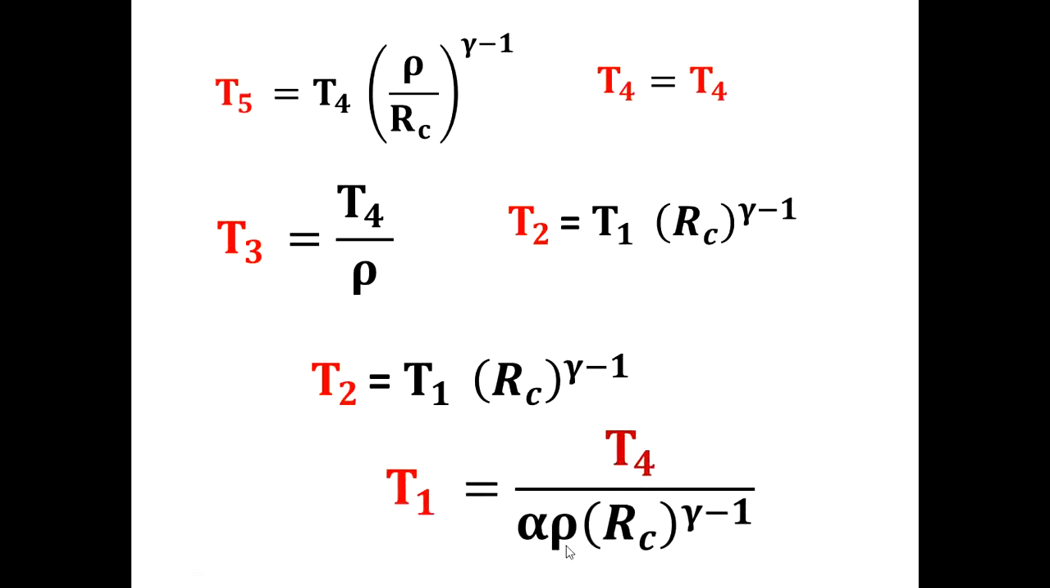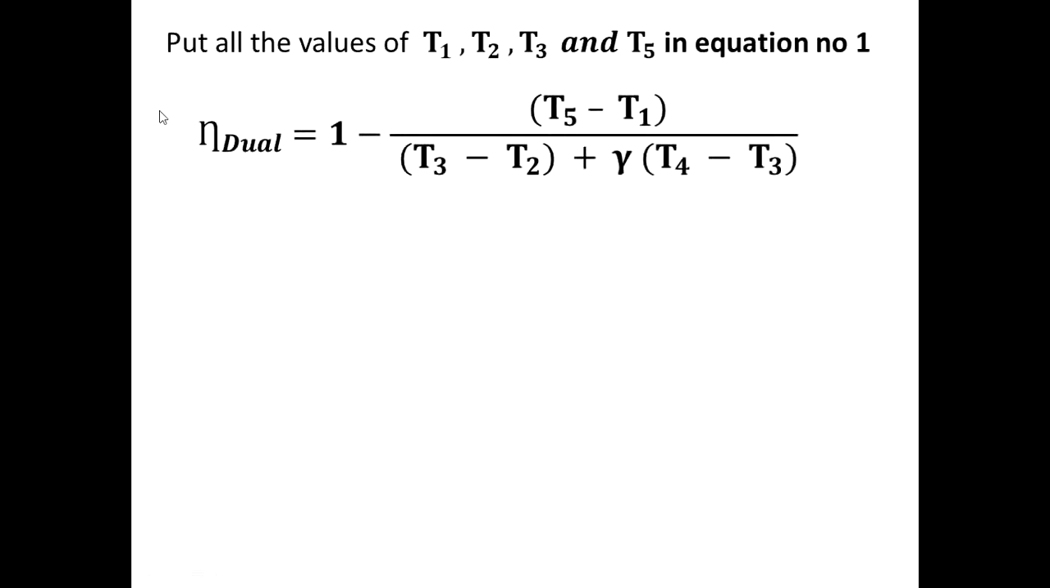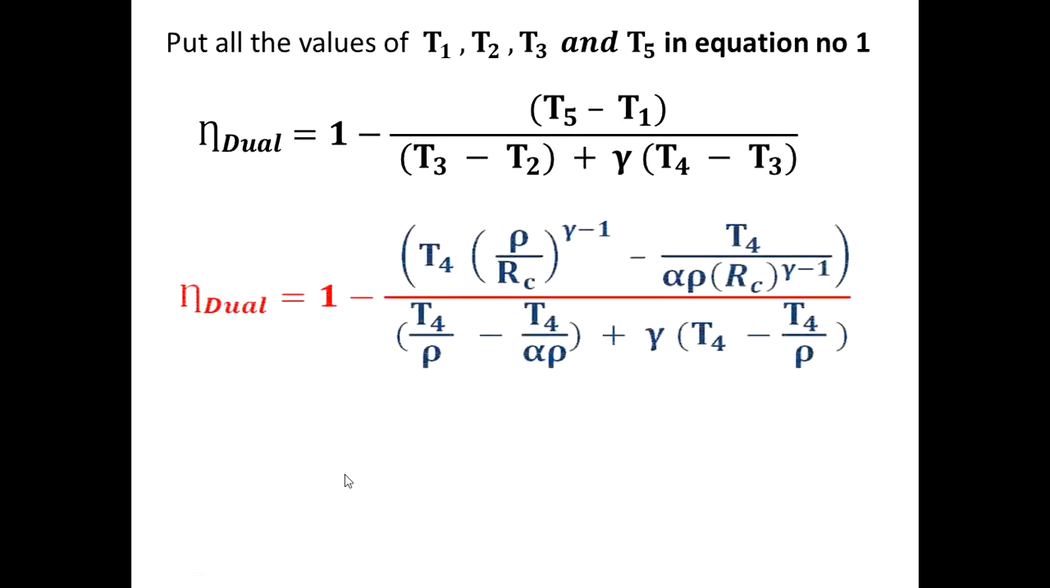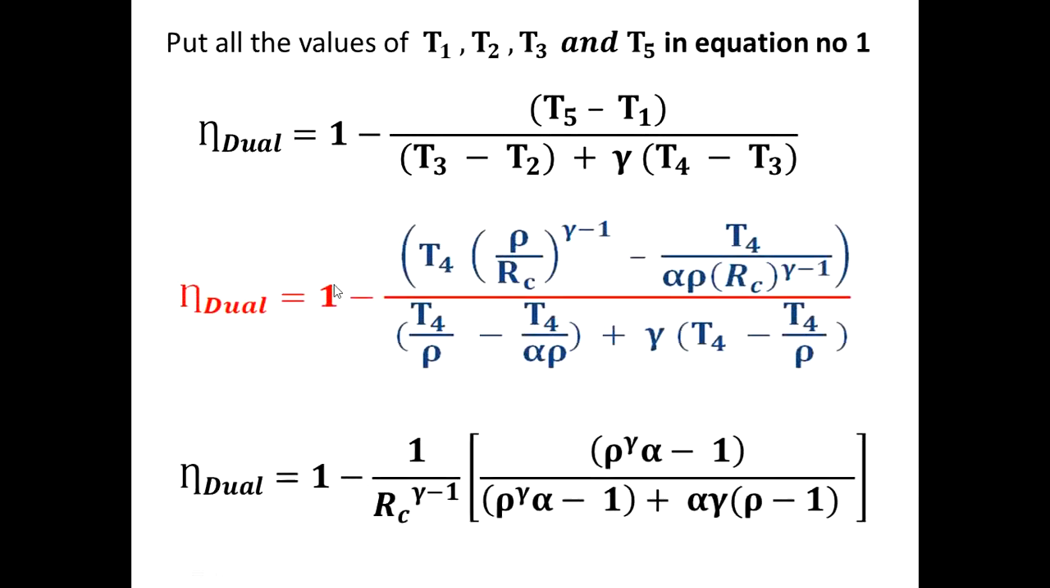T1 is equal to T4 divided by rho Rc to the power of gamma minus 1. So, everything you have put in this equation, then your equation will be turned into like this: 1 divided by Rc to the power of gamma minus 1 of rho to the power of gamma alpha minus 1, plus gamma alpha into rho minus 1. This needs some simplification. You can do it. Thank you.